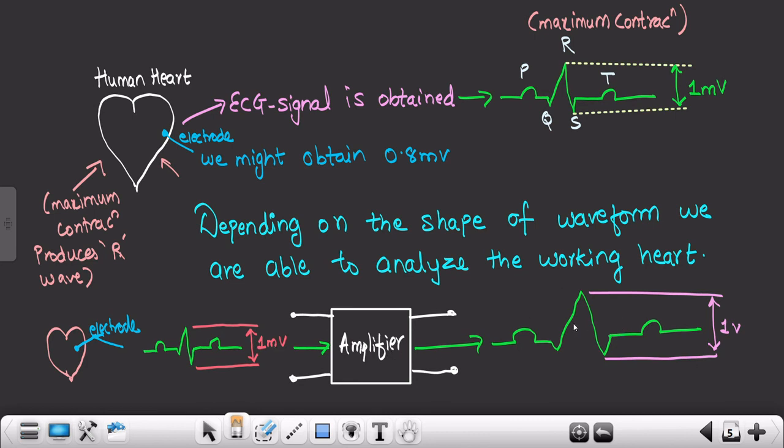Then we can clearly see, just to explain the concept, the R wave resembles the maximum contraction of the heart. During this maximum contraction, the R wave is produced. And the T wave indicates that the heart is about to relax, or it is repolarizing. I know you might not be that familiar, but in layman's terms, the maximum contraction is the lub dub, I hope you are aware of that sound, lub dub, lub dub. So the maximum contraction takes place during the R wave. This is what we can study once we amplify the ECG signal.